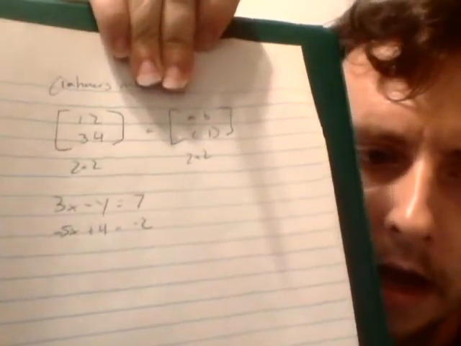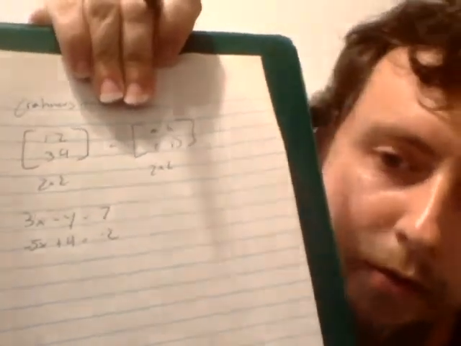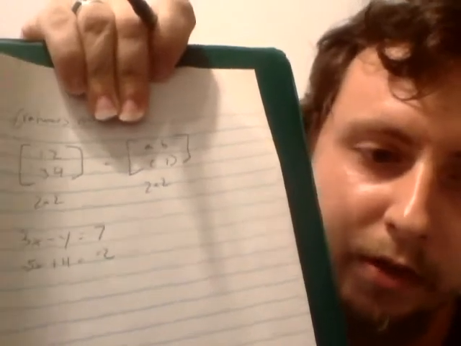Alright, so we have a system of two equations: 3x minus y equals 7, and negative 5x plus 4y equals negative 2. I got this example from somewhere else. I'm just going to explain the steps in solving it, and sometimes it's easier with a visual aid. We take our x's and put them in the first column, our y's in the second column. So we have 3, negative 1, negative 5, and 4. We now have a 2 by 2 augmented matrix.